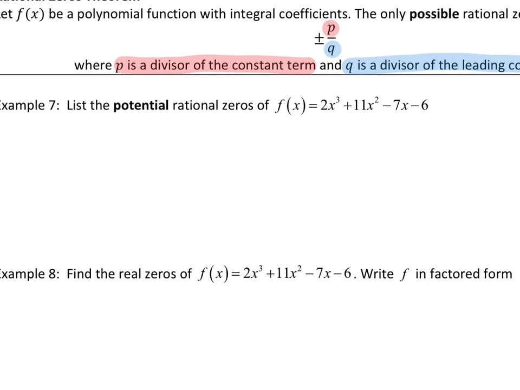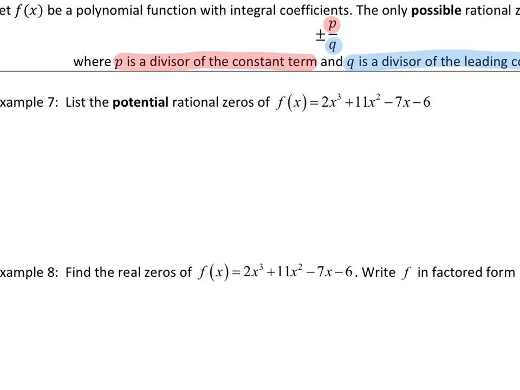Okay, so example 7 and 8 go together. They're the same equation, but we did them in 2 parts. Number 7 says to list the potential rational zeros of f of x equal to 2x cubed plus 11x squared minus 7x minus 6. I don't care about any part of this except for the 6 and the 2. The leading coefficient is 2. The constant is -6.